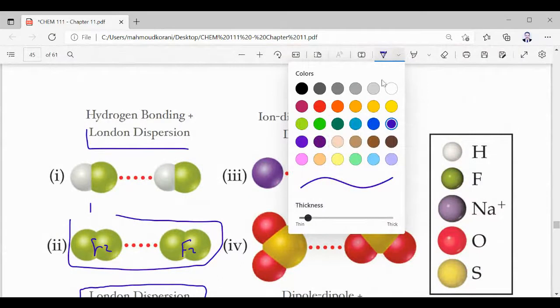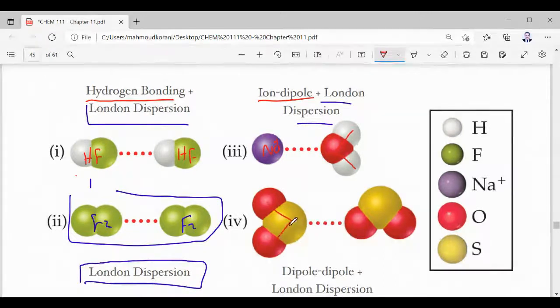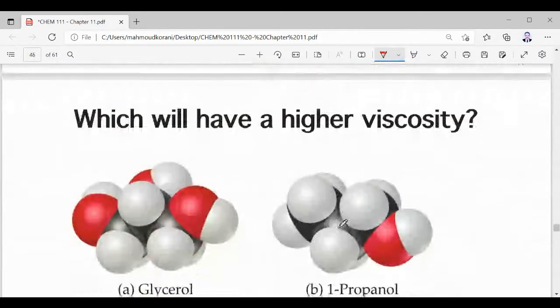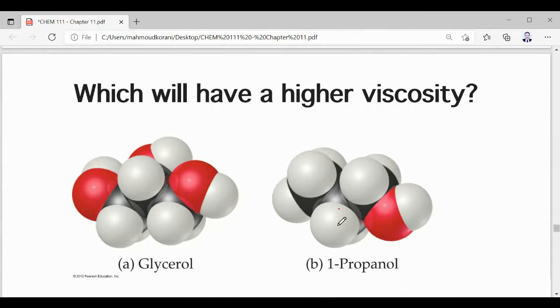If you go to another one, say this HF, this is a polar compound. So it's dipole-dipole, and since it contains hydrogen, it's hydrogen bonding. This is sodium ion, and this is a water molecule. So an ion and a polar compound is ion-dipole. If you look at sulfur oxide, this is a polar compound, and with a polar one, it's dipole-dipole interaction.